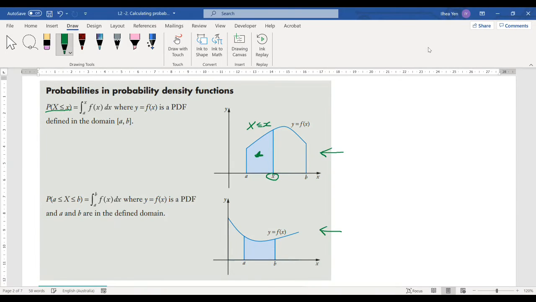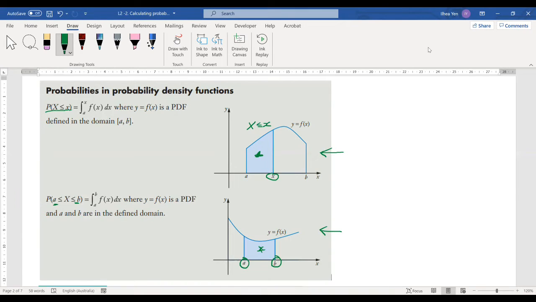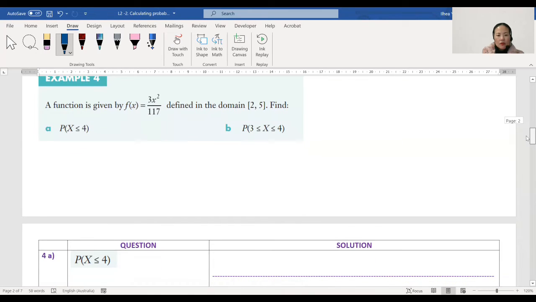That's what that means. And here the second one is the probability between 2 values, a and b. It is the area under the curve between the 2 values. So that's what that really means. It's just common sense. All right.